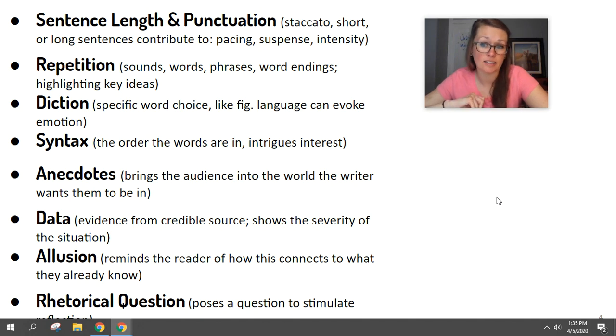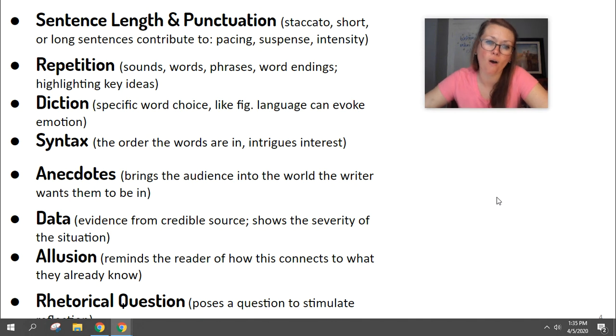And then the final technique that writers typically use is rhetorical question. And so rhetorical questions pose a question to stimulate thinking, and it often evokes guilt or shame or motivation.